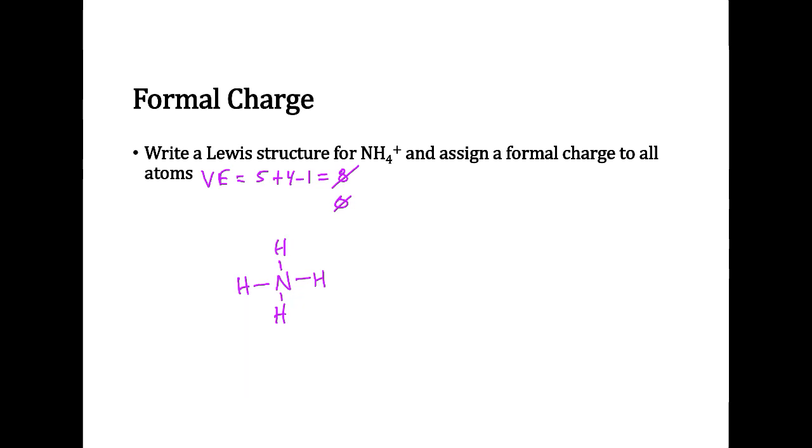Okay, so then we know there's going to be a charge on this, so you'd have to go through and determine that nitrogen is supposed to have 5 valence electrons around it, but for the formal charge, the bonds only count as 1. So we have 5 minus 1, 2, 3, 4. So nitrogen has a +1 charge.